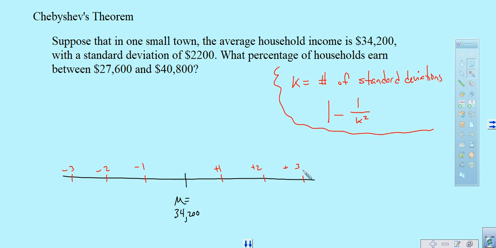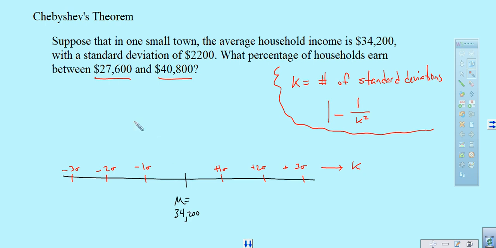So I'm going to use the Greek symbol for population standard deviation behind that. Those are standard deviations above and below the mean, so that's my K value. These numbers correspond to the K value that I'm going to use. What I need to establish is that I have this 27,600 and this 40,800, and I need to figure out how many standard deviations those numbers are from the mean.